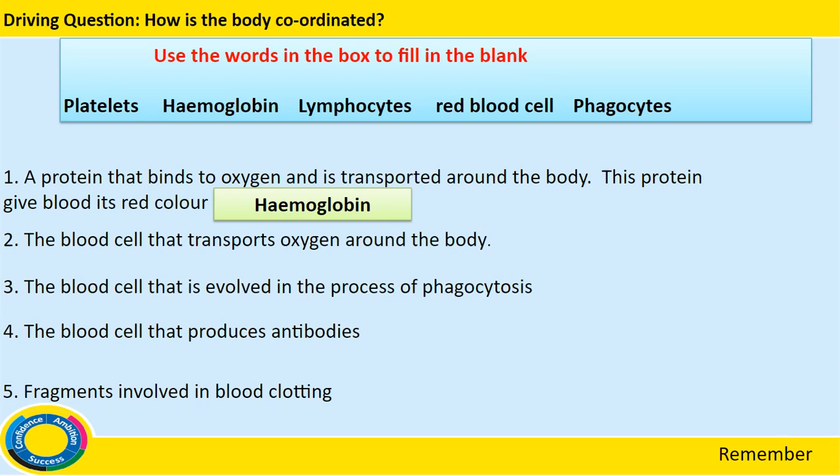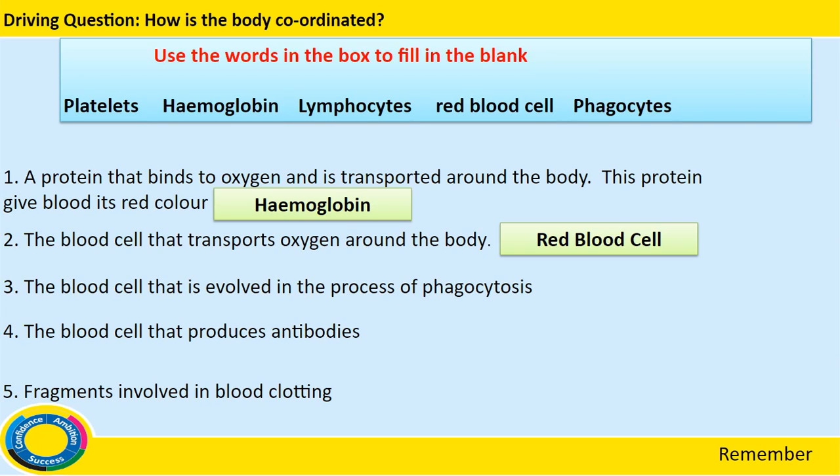Question number 2. The blood cell that transports oxygen around the body is the red blood cell. Just a reminder about the adaptations of the red blood cell. It has a large surface area to increase the amount of oxygen absorption. It's also the only cell in the body with no nucleus. It also has a biconcave shape. It is also small and flexible. This feature allows the red blood cell to fit through capillaries and other blood vessels.